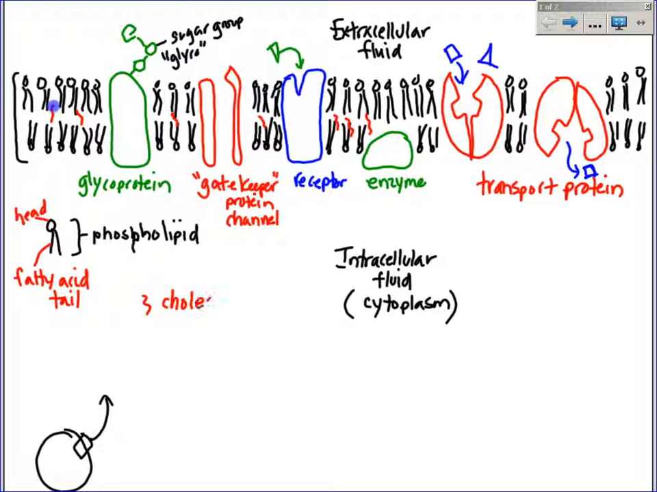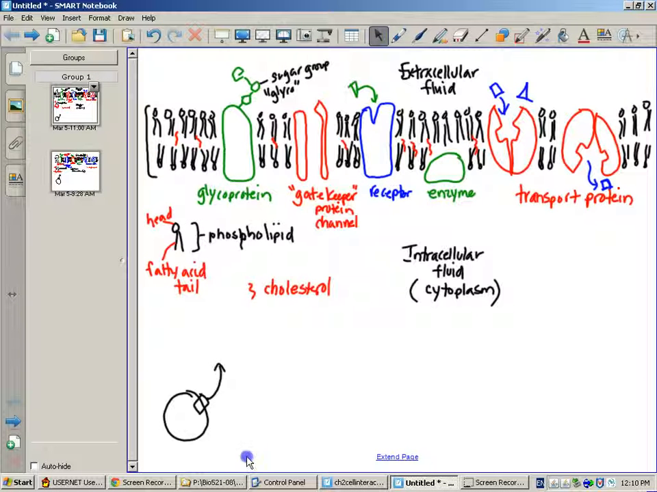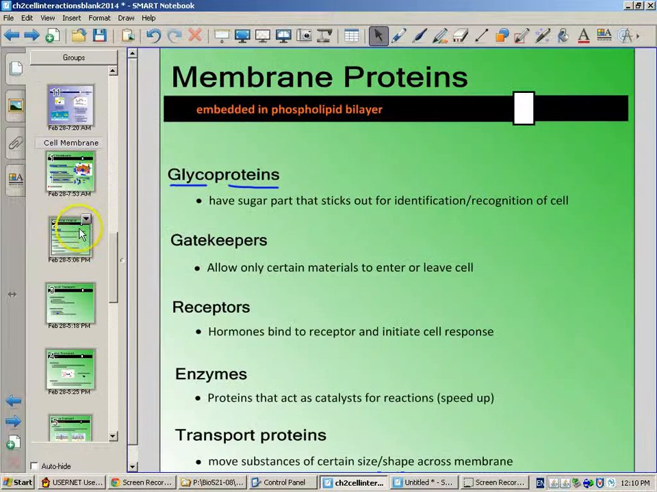Cholesterol. And cholesterol's job in the membrane is to alter the rigidity. So if there's more cholesterol there, then it's more rigid. If there's less cholesterol, then it's more fluid, able to have movement in that region. Okay, so that is it for the cell membrane itself.